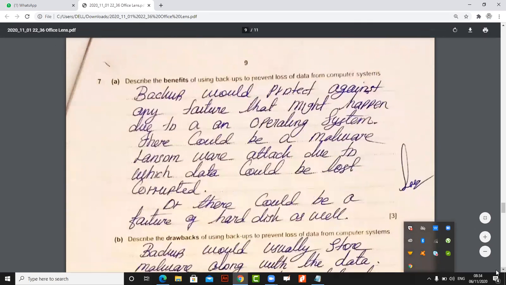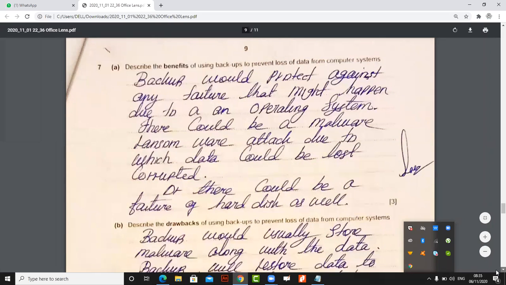Describe the benefits of using backups to prevent loss of data from computer systems. Well, general question है. Backups क्यों होंगे if there's any failure in the hardware, or if there's a failure due to the operating system, या hardware खराब हो सकता है या operating system खराब हो सकता है, either of them खराब होंगे तो we need a backup. Then we can talk about malware, ransomware. कोई भी ऐसा attack can occur and due to that particular attack maybe your data can be lost, and if you have taken backup obviously you'll not have problem. There could be a failure in the hard disk.